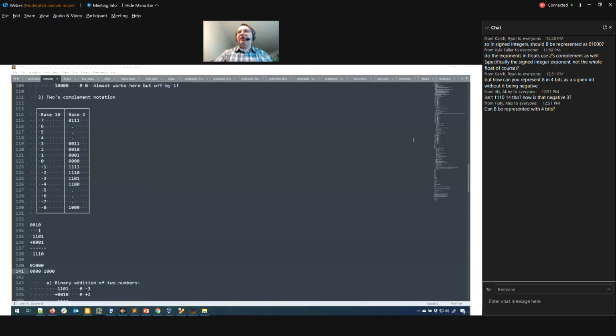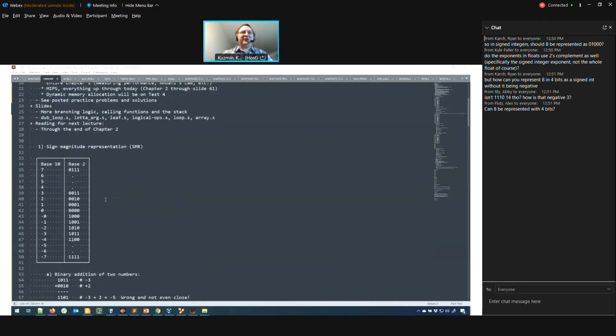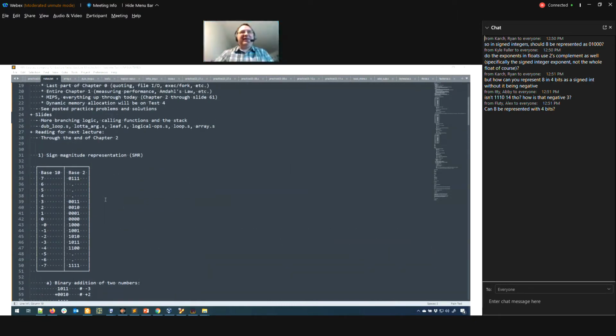Do the exponents in floats use 2's complement as well? Excellent question. All right. So yeah, I almost forgot. Another reason I was talking about all the different ways to represent sign is that when we get to floating point numbers, you will see that the sign is actually a single bit on its own, right? So it's not a 2's complement notation. And we will talk about it later on. We will go over the IEEE 754 standard in very fine detail, and you will have plenty of opportunities to convert floating point numbers.